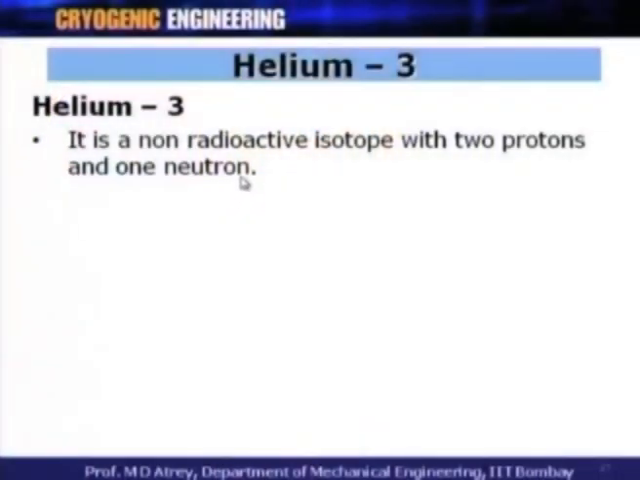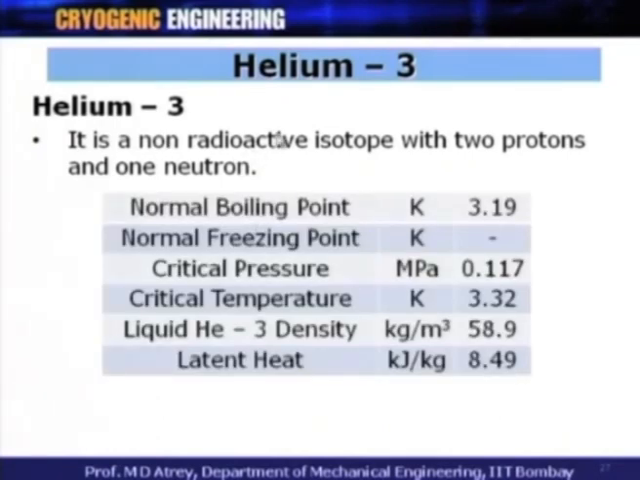So, we will see now the isotope of helium, which is helium 3. Helium 3 is a non-radioactive isotope with 2 protons and 1 neutron. You remember the third isotope, tritium, which was radioactive, but what we use in cryogenics is helium 3. These are the general properties of helium 3, which has a boiling point of 3.19 Kelvin, a normal boiling point at 1 atmosphere. Again, it does not have a freezing point like helium 4. The critical pressure is 0.117 MPa.